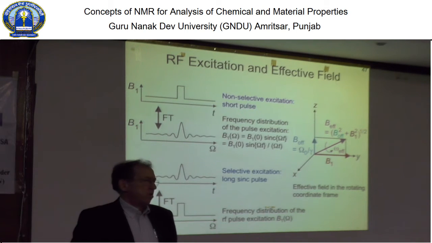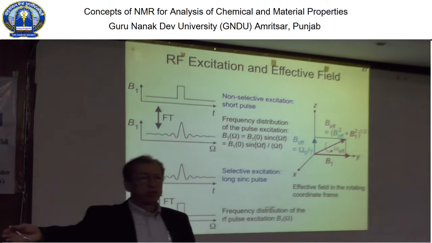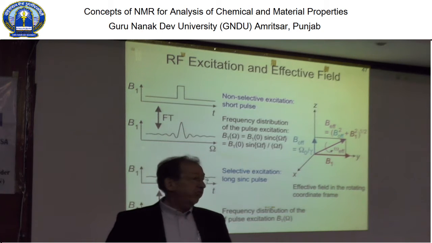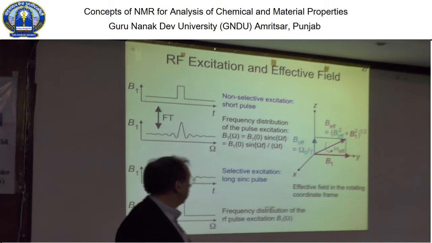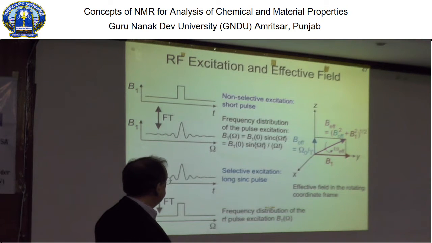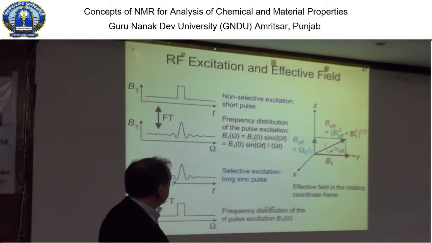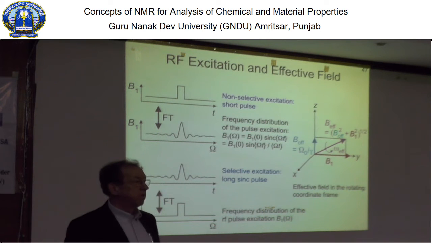Now the spins don't know if the magnetic field comes from the off-resonance field, or if it comes from the transmitter. The spins take the magnetic field that they see, the sum of all magnetic fields that arrive at the site of the spin. The sum is the vector sum, because the off-resonance field is in the z-direction. The excitation field is somewhere in the transverse plane, let's say in the y-direction. So the vector sum is this one. We call it the effective field. And the spins rotate around the effective field.